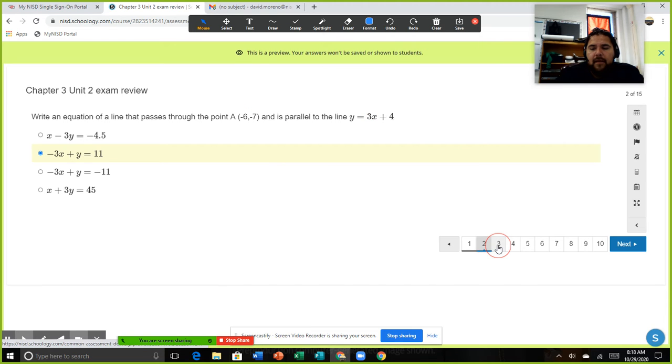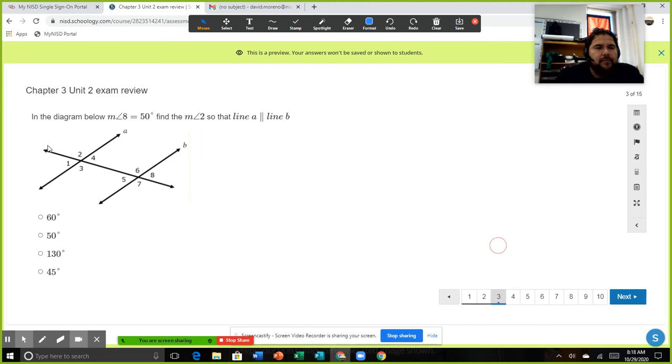Okay? Number 3. In the diagram below, the measure of angle 8 right here is 50 degrees. Find the measure of angle 2 so that line A and B are parallel. Okay, so I'm going to give you guys a little bit of a hint. First of all, 8 and 2 don't really have any relationship whatsoever. But when we're looking at this, it's the parallel line, right? That means that line A is parallel to line B, right?